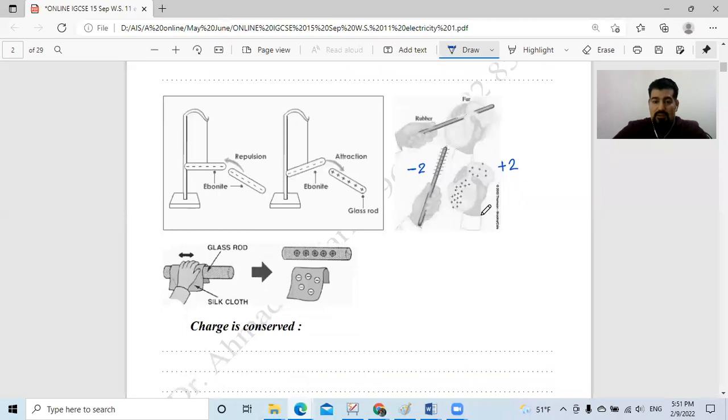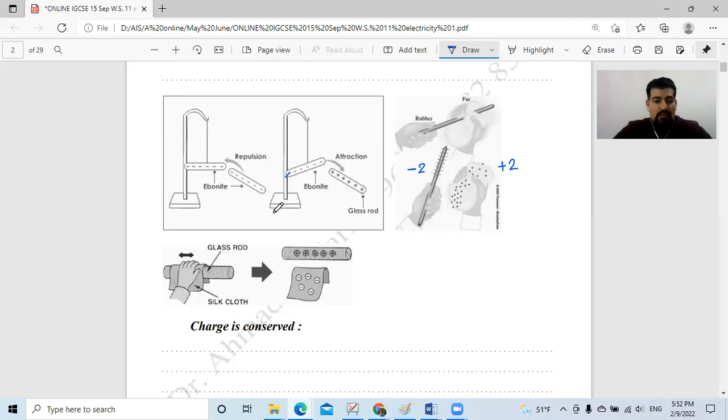Okay, good. The same thing if we do it for a glass rod with silk. If we rub them, the silk becomes negative and the glass becomes positive. How do we know which one is positive and which one is negative? They will tell you. They will give you a hint from where to where the electrons move, or they will say that one becomes positive or one becomes negative. It's not necessary to memorize which one is positive and which one is negative. They will not ask about that. Okay?